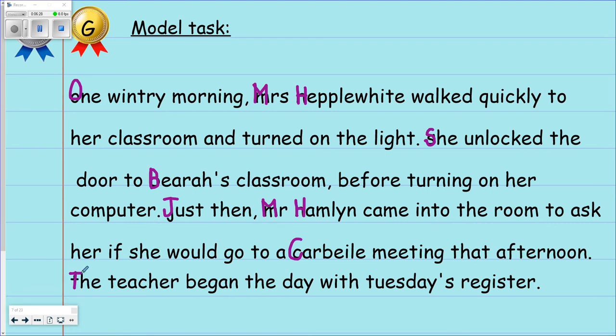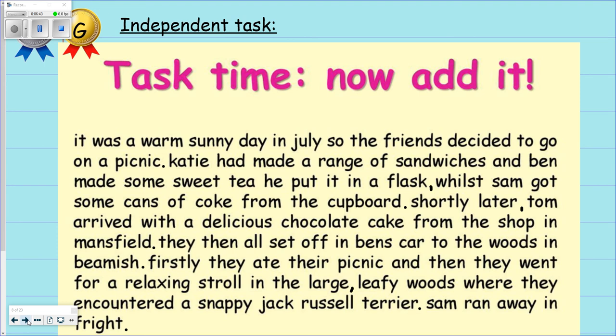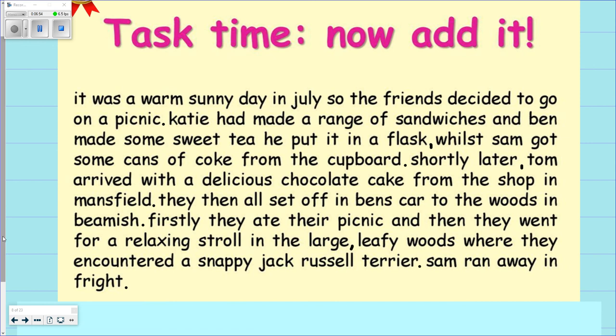The teacher began the day with Tuesday's register. Ooh, Tuesday is a proper noun as well, so that needs capital T. So you would do just that, but you'd obviously write it neatly into your books. So here is the gold and silver task. So if you copy the sentences into your book, adding the capital letters into the correct places, please. So pause the video to have a go at that now.